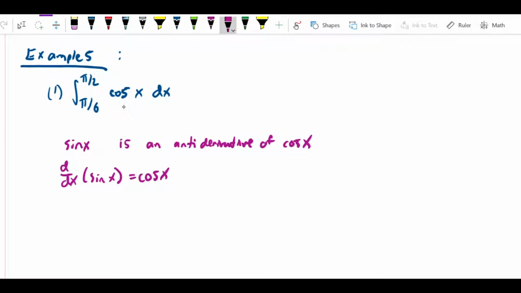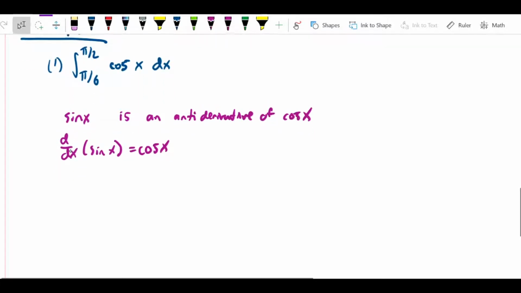So it's customary to just choose the simplest antiderivative, in other words, the one where the plus c turns out to be 0. So even though, strictly speaking, the entire family of antiderivatives of cosine x is sine x plus c, we just use the one where c equals 0, and we're just going to use sine x. Okay, so given sine x is in fact an antiderivative, I'm going to write this integral again, pi over 2 cosine x dx.